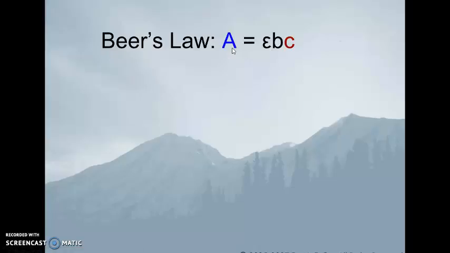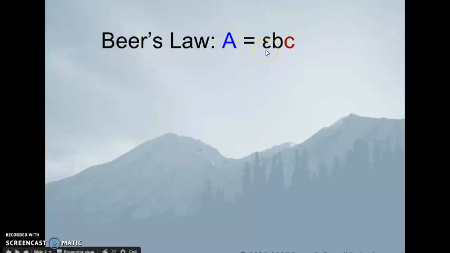Absorbance is tied to, if I put light through a sample of a colored solution, how much of the light that gets sent through the sample is absorbed by the sample. As I increase the concentration of the colored substance in my solution, the absorbance of that solution will increase. And it's in fact linear. Both epsilon and b are constants.